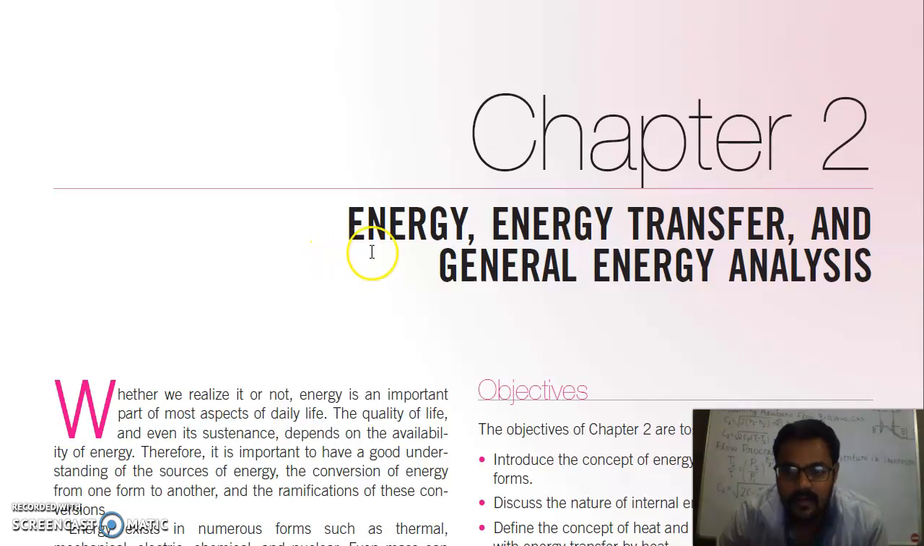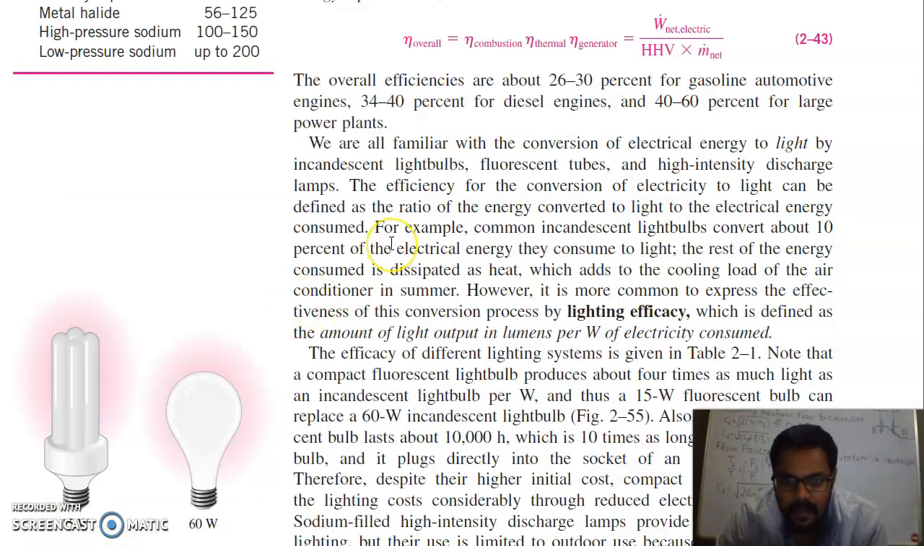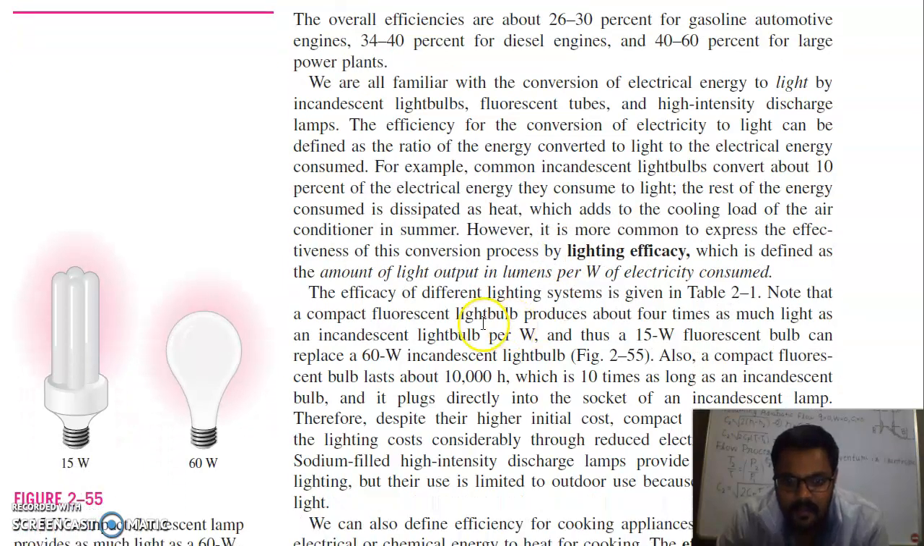Good morning. Today we'll start with the topic energy transfer and general energy analysis. We will start with the topic of lighting efficiency. In the case of an electric bulb, what is lighting efficiency? It is defined as the amount of light output in lumens per watt of electricity consumption.